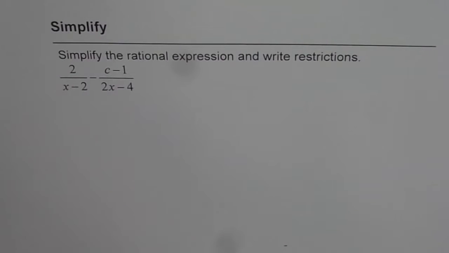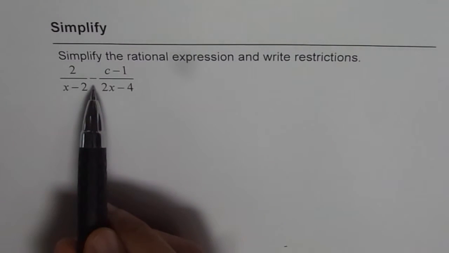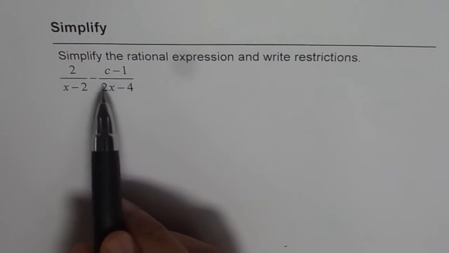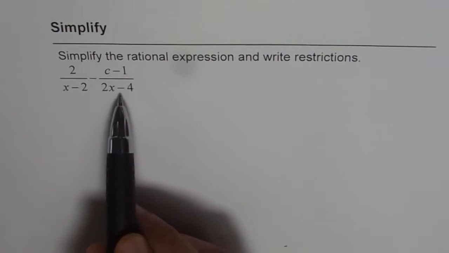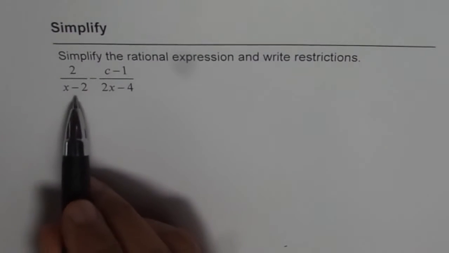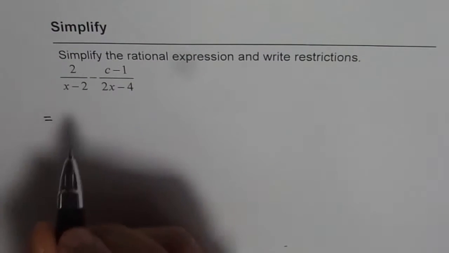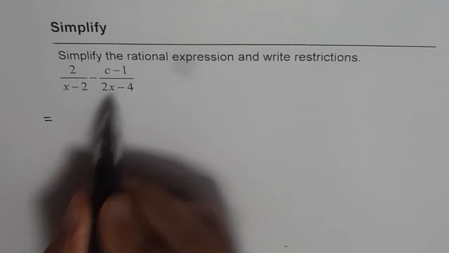In this video, we will learn how to simplify the rational expression and write restrictions. The question given to us is 2 divided by x minus 2 minus c minus 1 divided by 2x minus 4. First step is always factor the denominator. So let's rewrite this rational expression and factor the denominators.